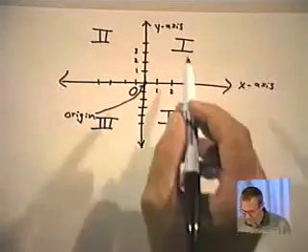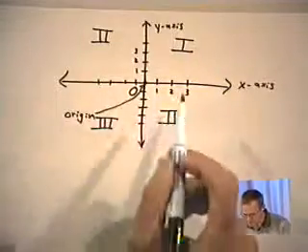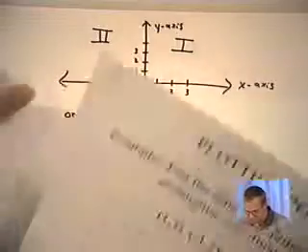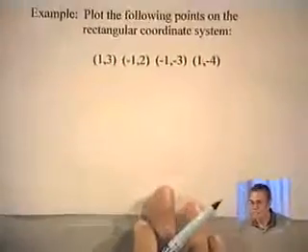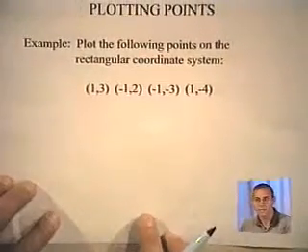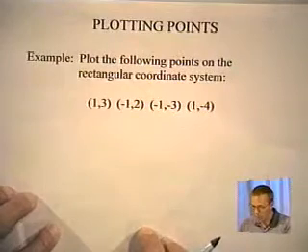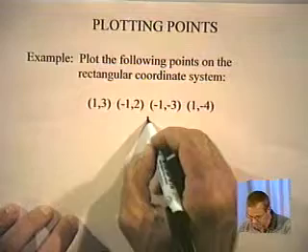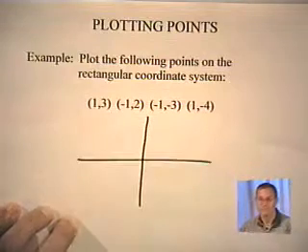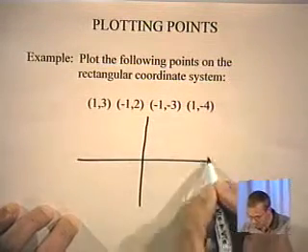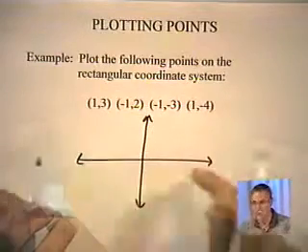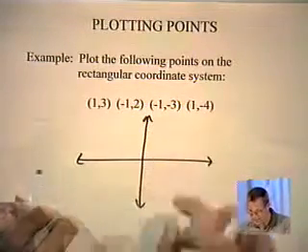Now, what I want to do is first talk about plotting points. So let me just give you an example. It says, plot the following points on a rectangular coordinate system. Well, I'm going to need a rectangular coordinate system, so I'll quickly draw it. There it is. I'll put arrows to represent that the numbers can go infinitely in each direction.